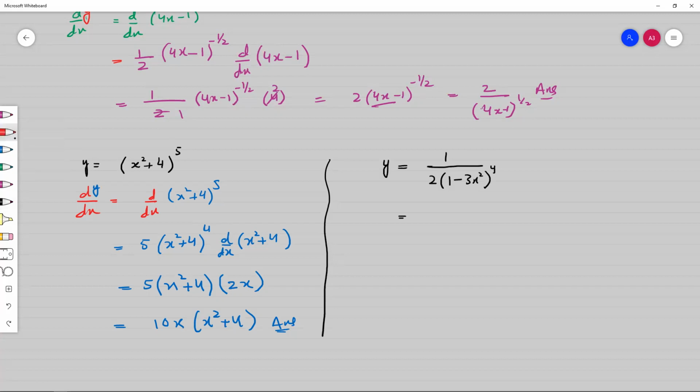So how do we shift? 1 by 2 is a constant, it will remain the same. The power of (1 minus 3x square) becomes negative 4. Now it is in standard form. Now you can differentiate it. dy over dx, then 1 by 2, I am going to take directly, the derivative of 1 by 2 and the derivative of this function.